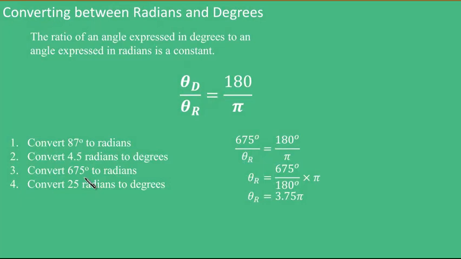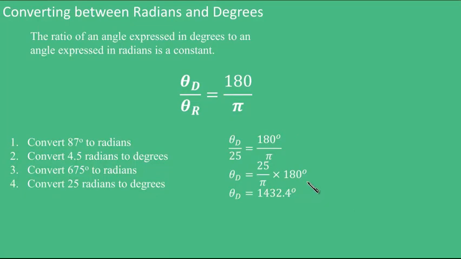Here we have to convert to radians again. Notice we can go directly here. We can say, what's the ratio of 675 to 180? And whatever we get for that ratio, we multiply it by pi. So we're either multiplying by pi or by 180, depending on what we're trying to find. This gives us 3.75 pi.